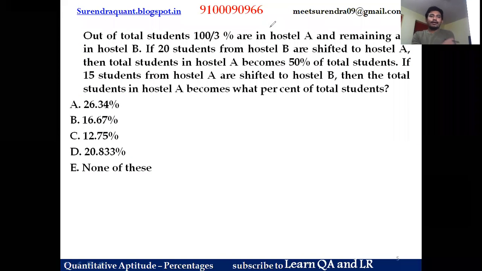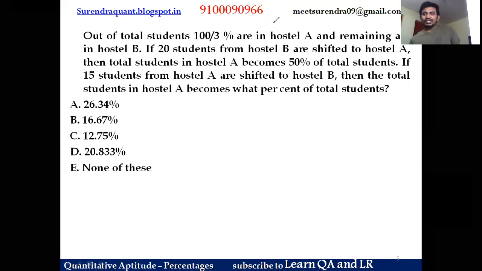Out of total students, 100/3% are in hostel A and the remaining are in hostel B. If 20 students from hostel B are shifted to hostel A, then total students in hostel A becomes 50% of total students. If 15 students from hostel A are shifted to hostel B, then total number of students in hostel A becomes what percent of total students?